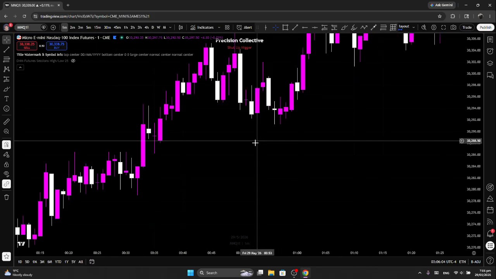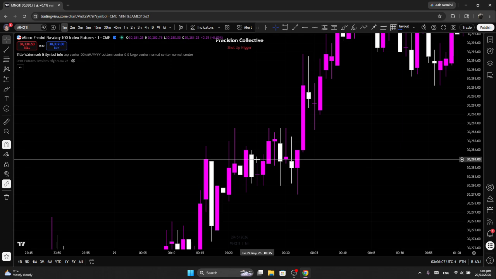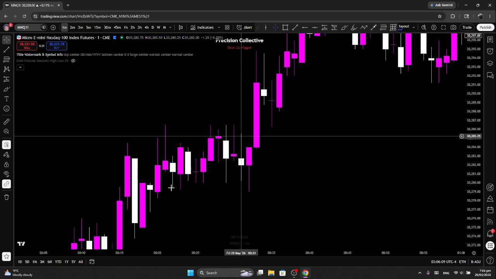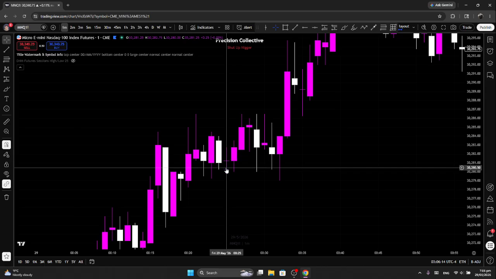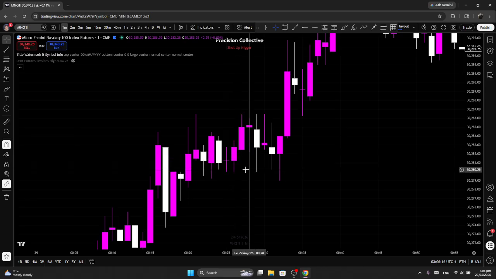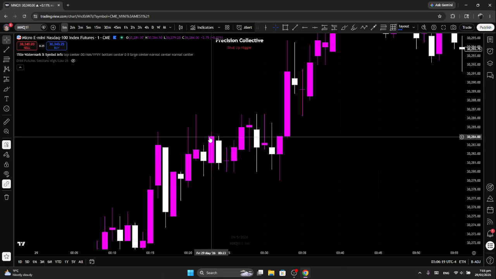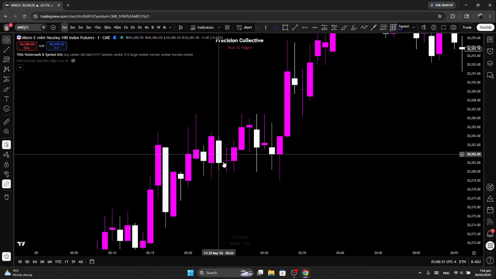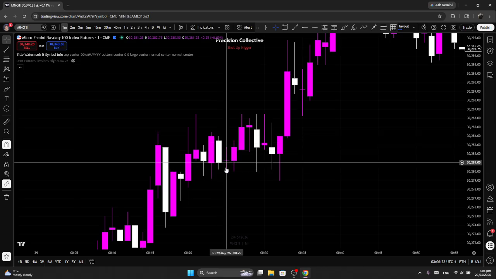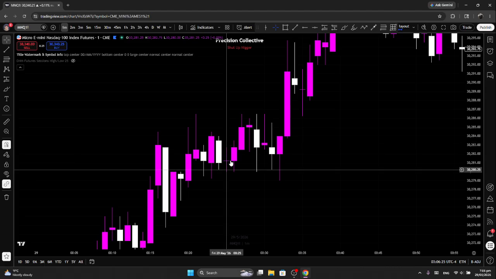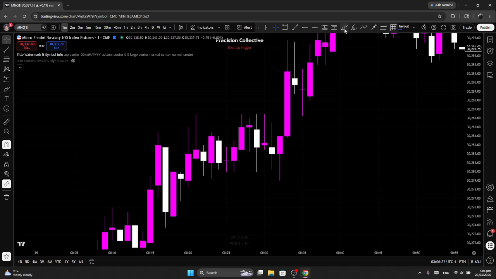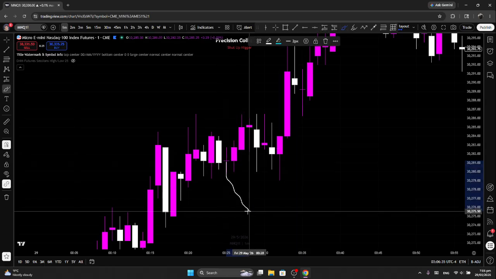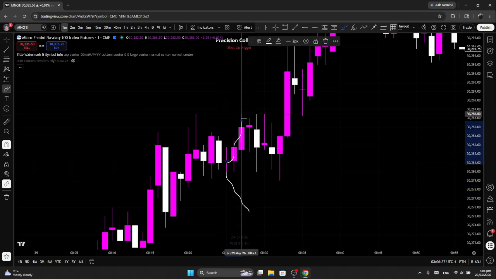We call them doji, dojis. So here is one. Here's two actually. Here's one here. Here's another one. Dojis mean indecisiveness within the market. So what is this telling us right now? We have a bullish candle, now a bearish candle. Now we get a doji. What does this tell us? That the market is indecisive about if it's going to continue lower or continue higher.